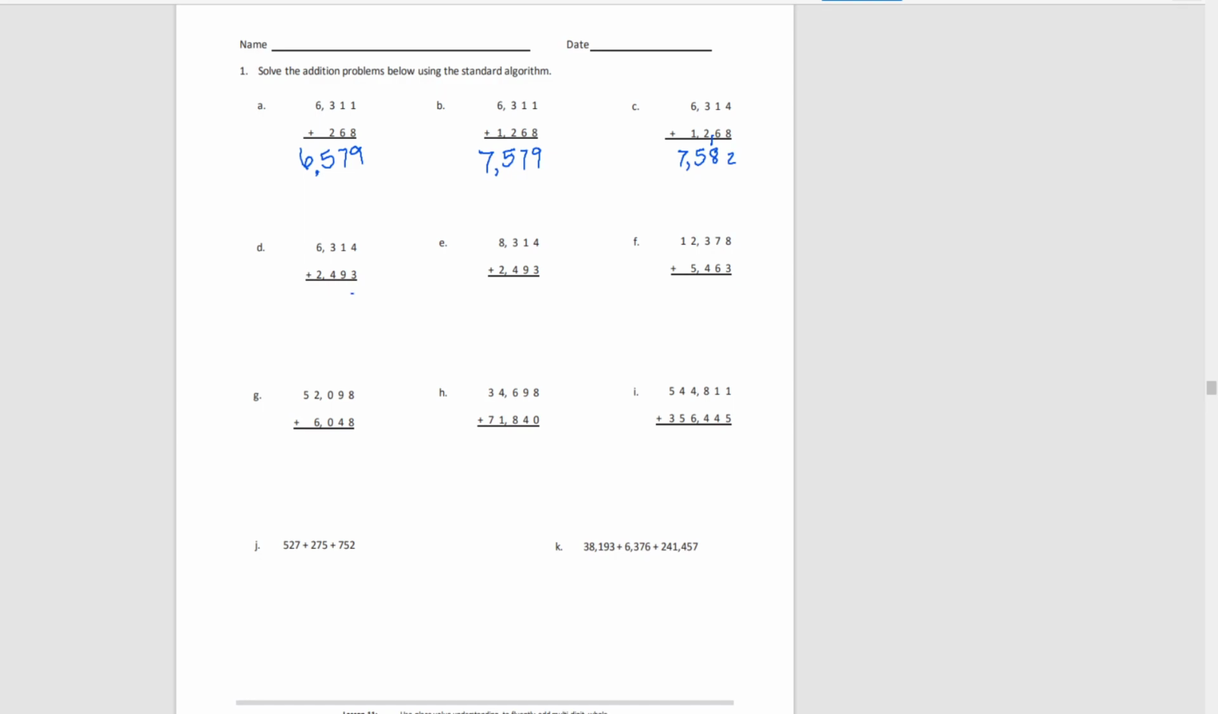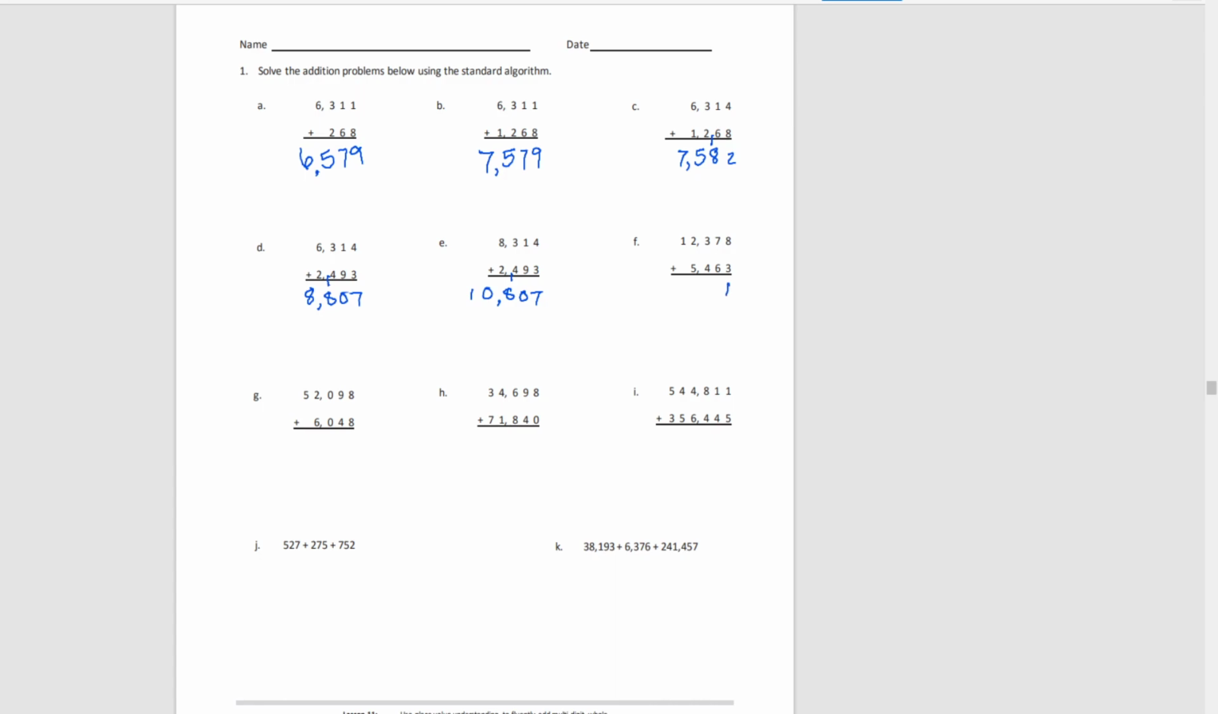For D, we have 7 ones, 10 tens, 800s, and 8,000s. Pause the video and try E. For E, we have 7 ones, 10 tens, 800s, and 10,000s. Pause the video and try F.